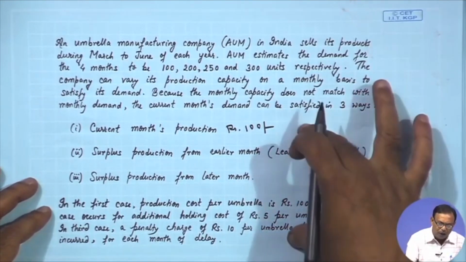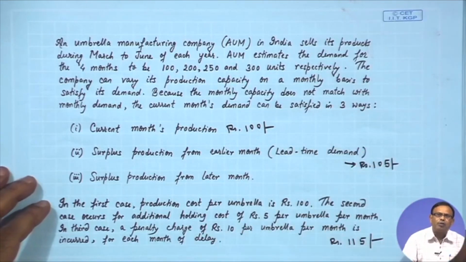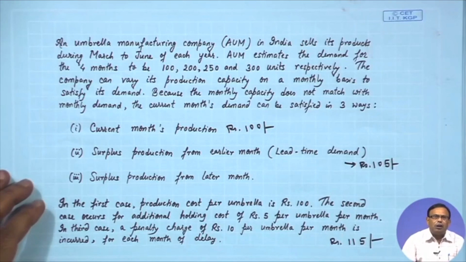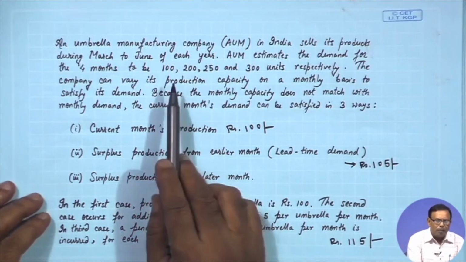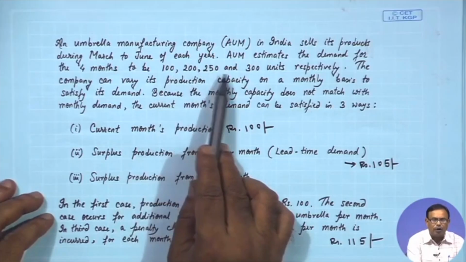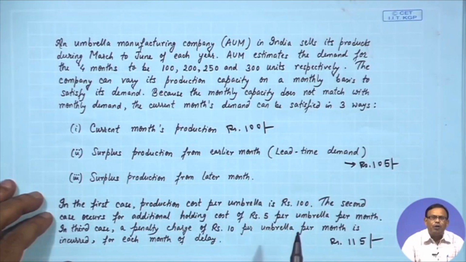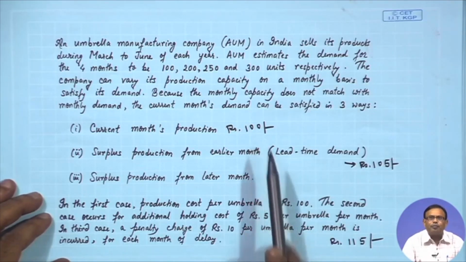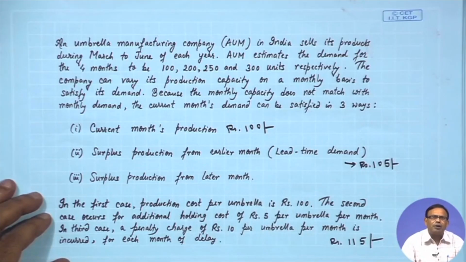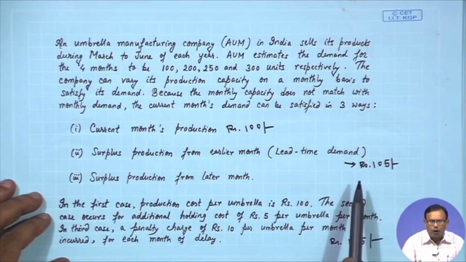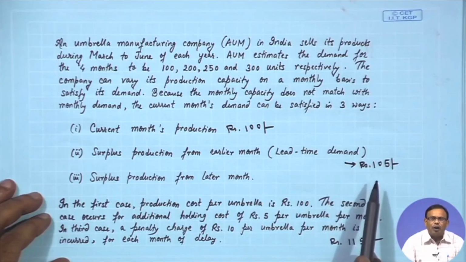So, the meaning of these 3 is this: you are producing certain quantities and you know the demand for March, April, May and June, which is 100, 200, 250 and 300. If you are meeting the demand in the same month, the cost per umbrella is 100. If you made surplus production and meet it in a later month, you have to add an additional holding cost of rupees 5.